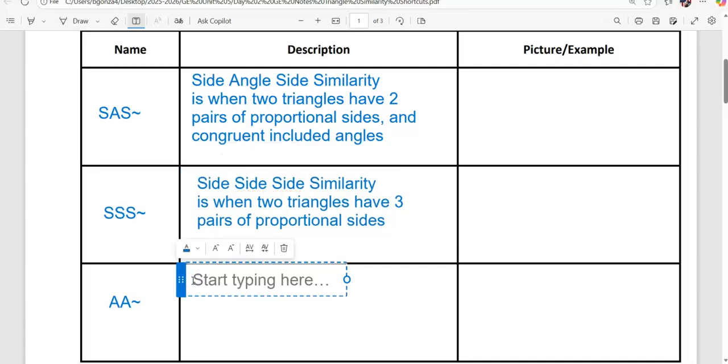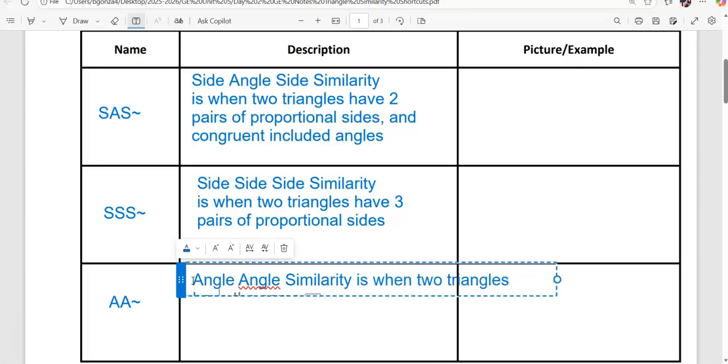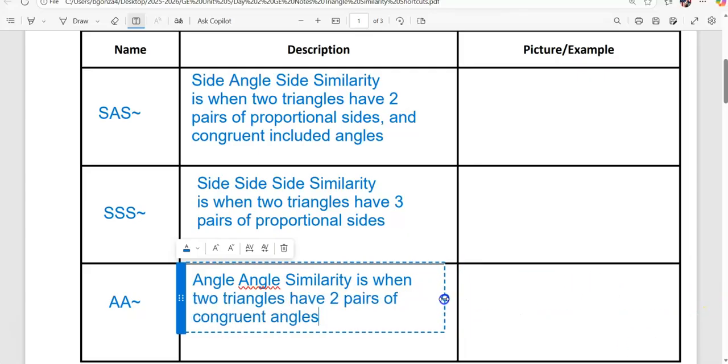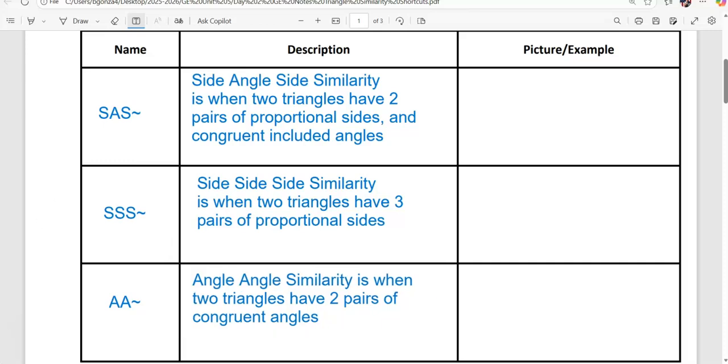Angle, angle. Similarity is when 2 triangles have 2 pairs of congruent angles. All right. So after all that, so what does it look like?